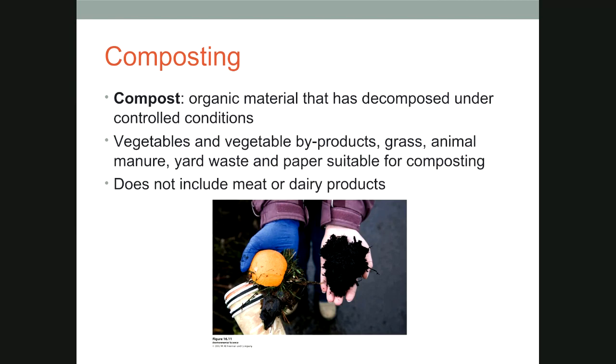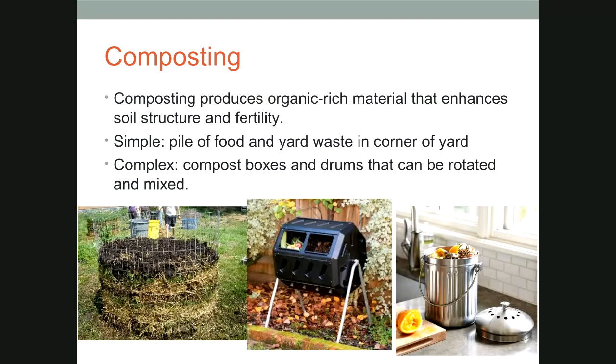Typically, we don't include meat or dairy products in this list, just because they can attract rodents and they don't smell very nice when they're composting. But any other food product or paper product is perfect for a compost pile. These are just examples of what a compost pile would look like, from the very simple to the more complex.